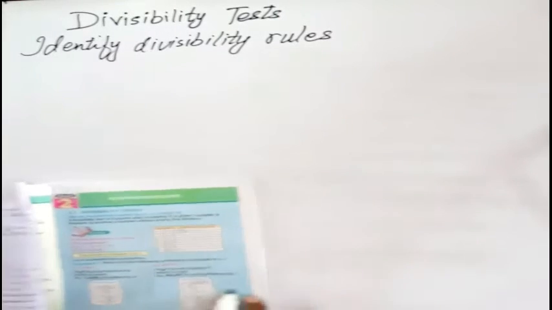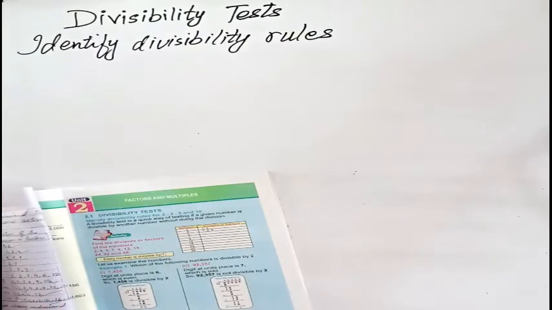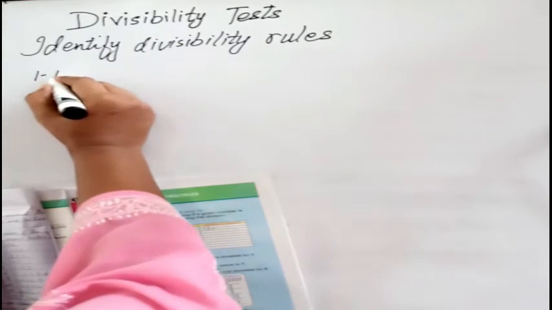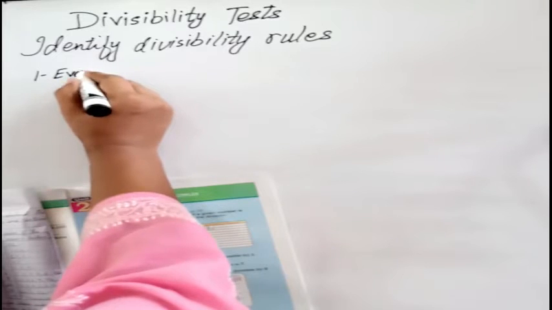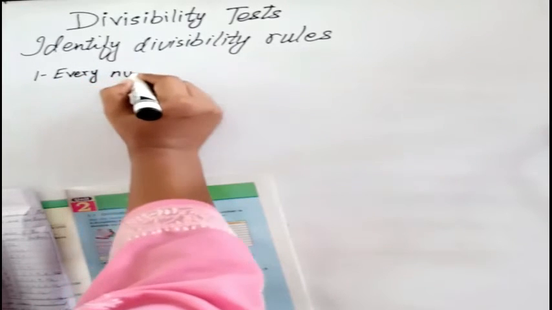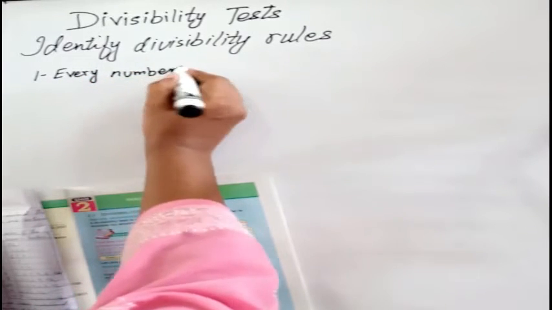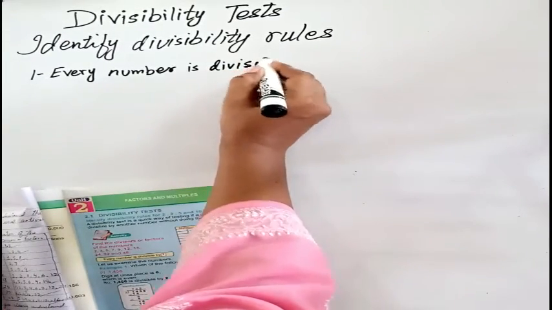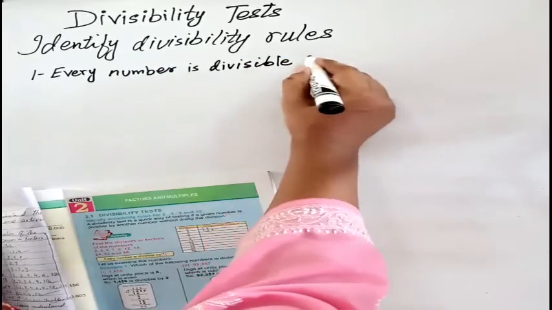So students, you will understand, you have to learn the first rule. What is the first rule? That every number is divisible by 1.